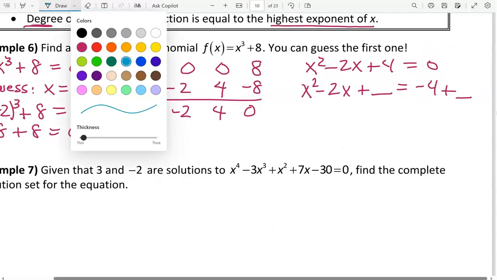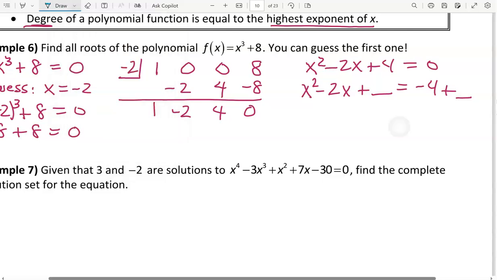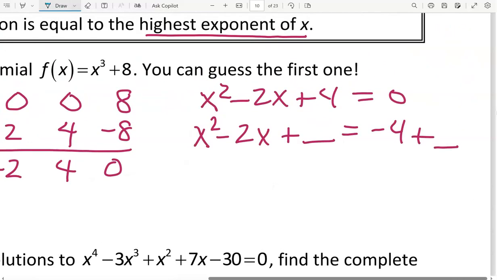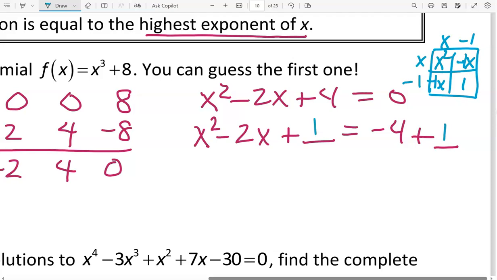Let's make a picture of the complete the square. I'm going to zoom in on this a little bit. If we make a picture for complete the square, x squared is the first term. Divide the middle term into 2 equal pieces, negative 1x and negative 1x. That suggests that we have factors of x minus 1 and x minus 1. Negative 1 times negative 1 equals positive 1 completes the square.